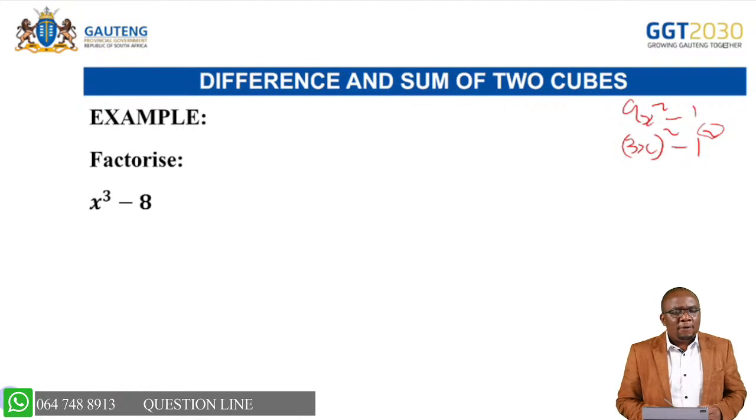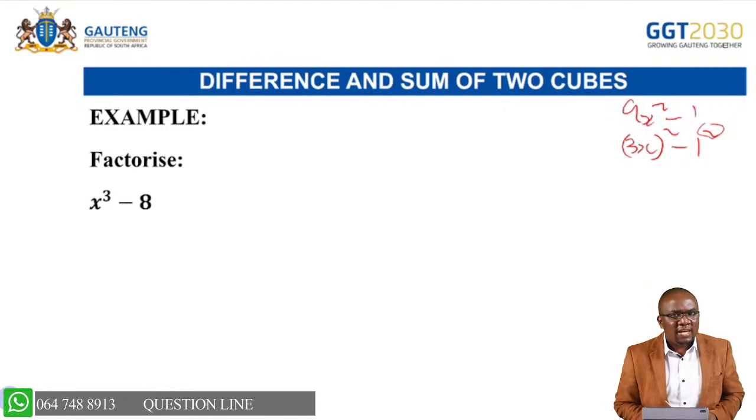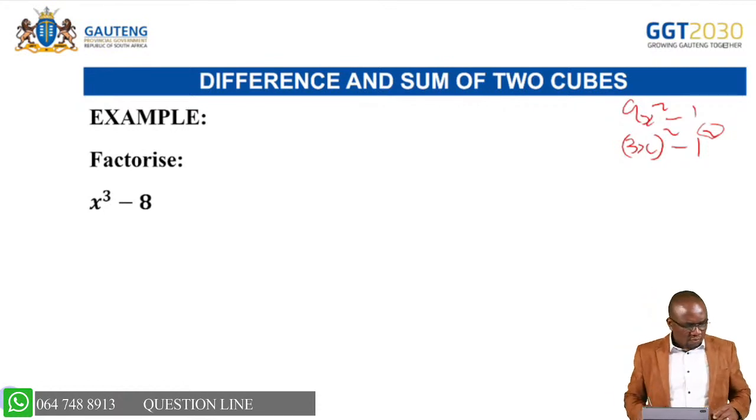Can you write 4 as a power? Yes, we can. It is 2 squared. Can you write 9 as a power? Yes, we can. It is 3 squared. Can you write 1 as a power? Yes, we can. It is 1 squared. Okay? Right. So that's where the square is coming from.